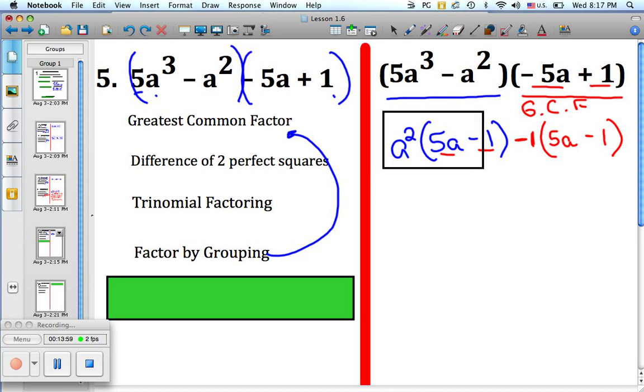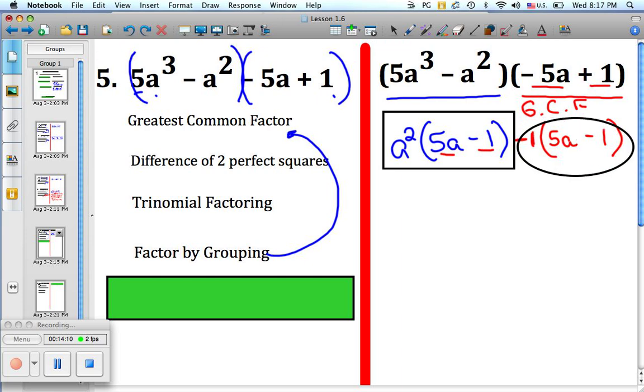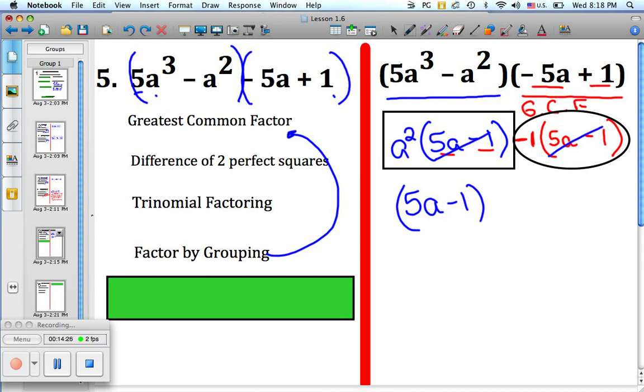Now, I have that term, and I have this term. Is there anything in common to both of these terms? Yes, 5a minus 1. So I'm going to do greatest common factor again and pull out 5a minus 1. And when I pull out 5a minus 1, I'm left with a squared minus 1. See, the a squared from here and the minus 1 from here.